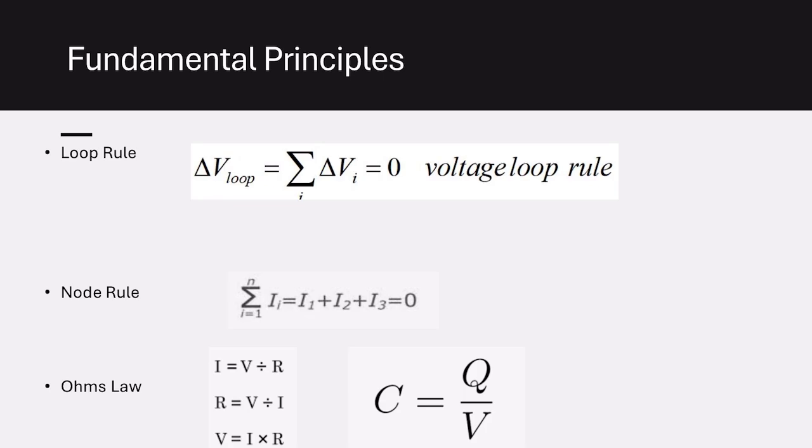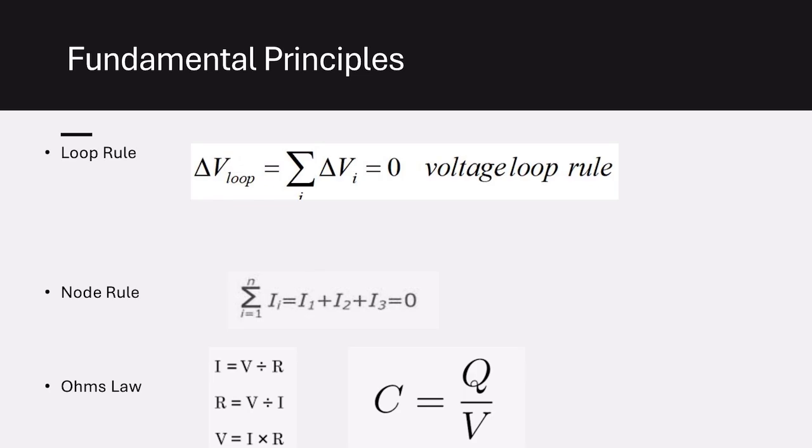First up is the loop rule. This rule states that a change in potential difference throughout a loop of a wire should theoretically equal zero. The second fundamental principle is the node rule, which states that the current in should be equal to the current out, indicating that the sum of the currents is zero. The final principle is Ohm's law, which relates voltage to the product of the current and resistance. And we can further manipulate this law to find values for current, resistance, and voltage.